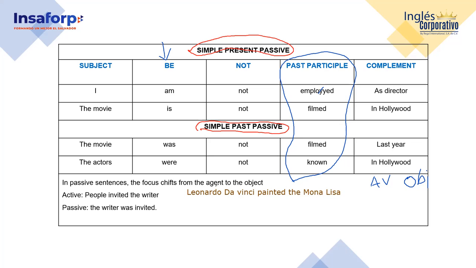So, who is the subject? Leonardo da Vinci. Capital letter. ¿Qué hizo Leonardo da Vinci? Painted. ¿El que pintó Leonardo da Vinci? La Mona Lisa. Okay. Subject, verb, and ¿quién es el object? La Mona Lisa. Ok. Escribamos una passive voice con esta oración. The Mona Lisa was painted.